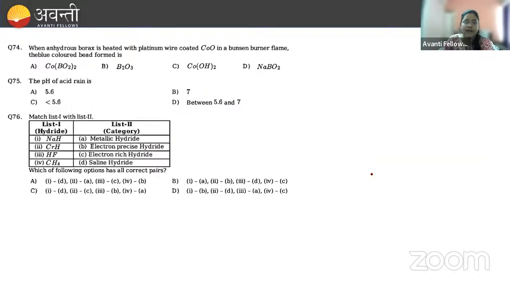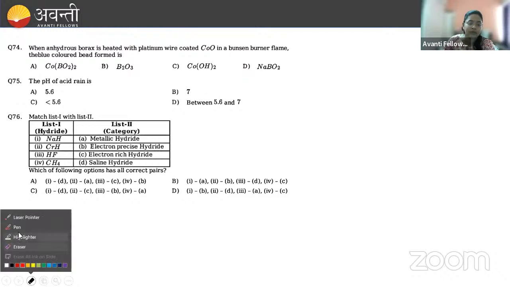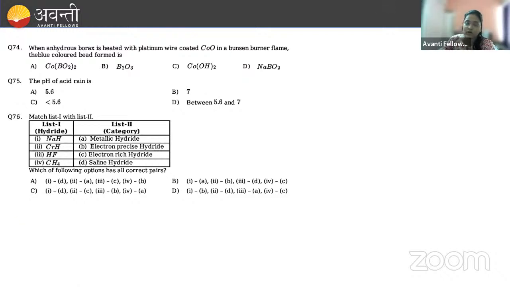Next problem. When anhydrous borax is heated with a platinum wire coated with CoO, cobalt oxide, in a Bunsen burner flame, the blue colored bead formed is. So here, borax, you know the structure of borax, right? What is the structure of borax? It is Na2B4O7.